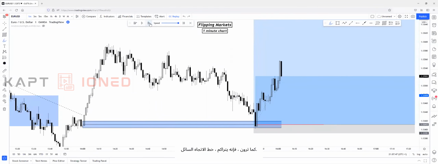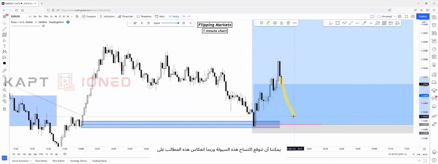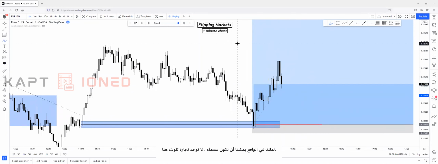So let's just play price forward. As you can see, it's building up a liquidity trend line, because here's the liquidity trend line. As you can see, here's double bottoms or triple bottoms. So this is just a liquidity. We can expect a sweep of this liquidity and maybe a reversal on this demand zone that created this push to the upside. So actually we can hop in a continuation trade here if you'd like to.